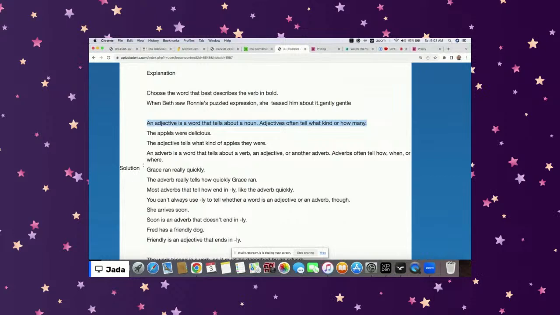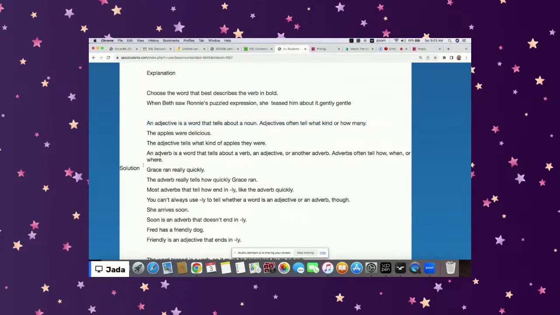It also tells you how many, so how many stars are there, depending. How many do you see? What kind? So an adjective will tell you more about a noun.